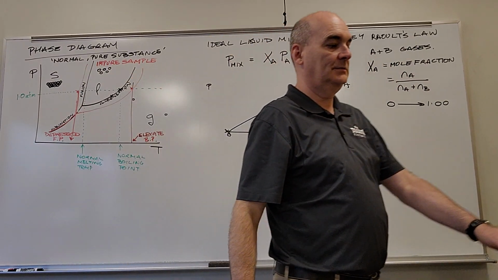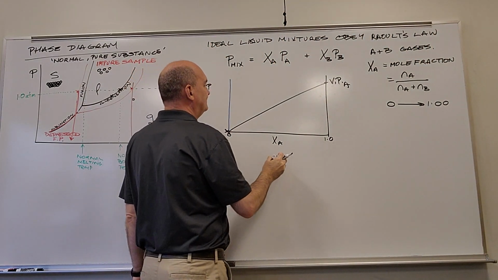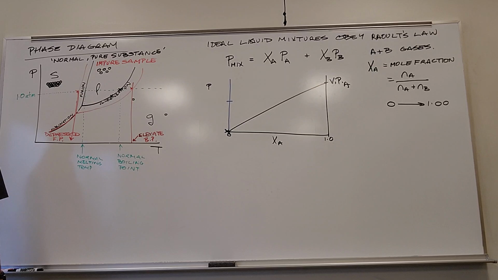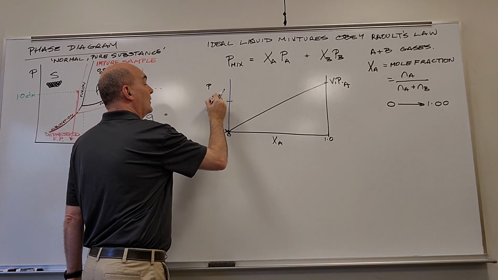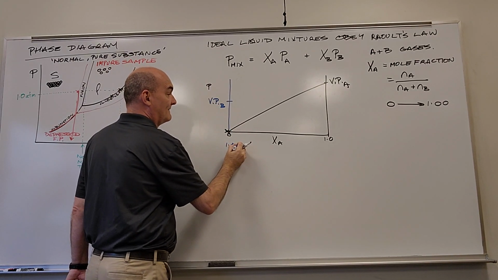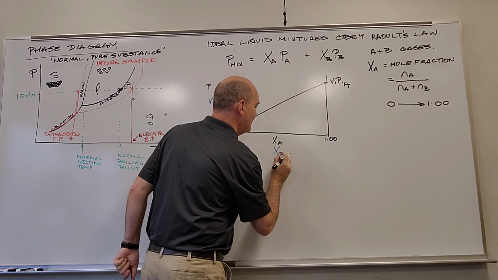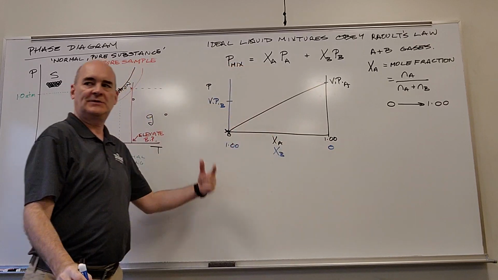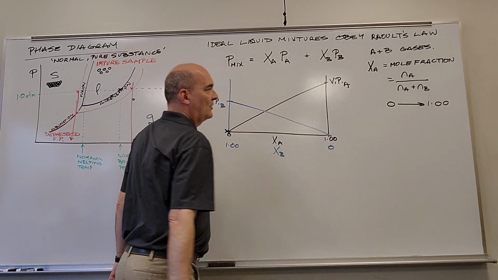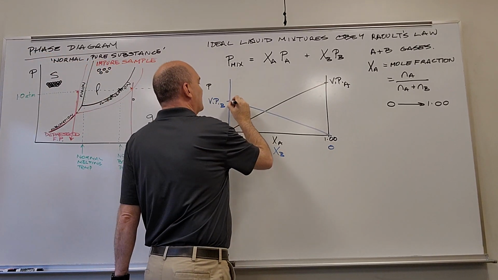And then onto this, I'm going to plot B. Now, there is absolutely no reason to expect that B has the same volatility as A. So the vapor pressure of B, when I plot this, its mole fraction runs the other way, but follows the same trend. And Raoult's law just says those two numbers are additive.